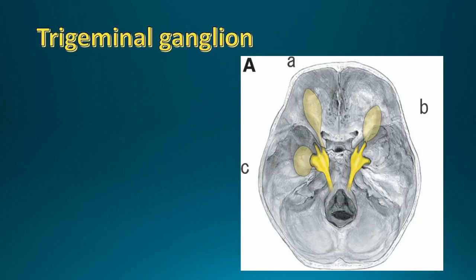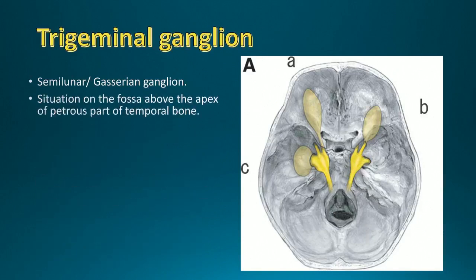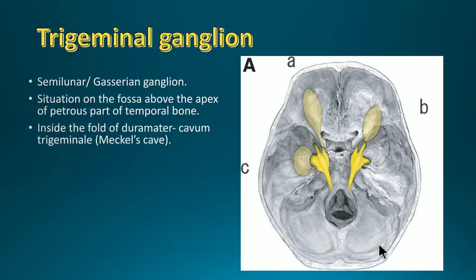So we will also have a quick review of the trigeminal ganglion, because within the cranial cavity, let us not leave any other structure unexplained. It is also called the Gasserian ganglion, situated in the fossa for the trigeminal ganglion. It is present on the anterior sloping surface of the petrous part of the temporal bone, near the apex. It is present inside a fold of dura mater, which is called Meckel's cave.